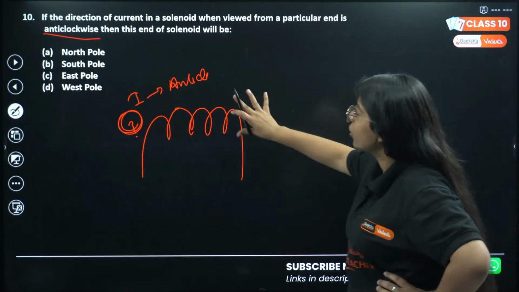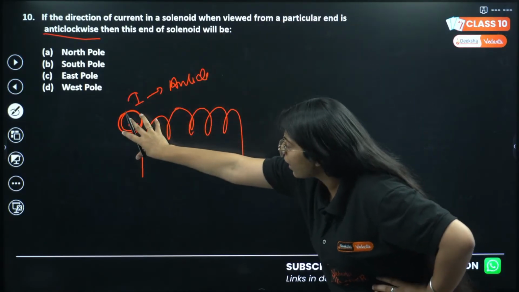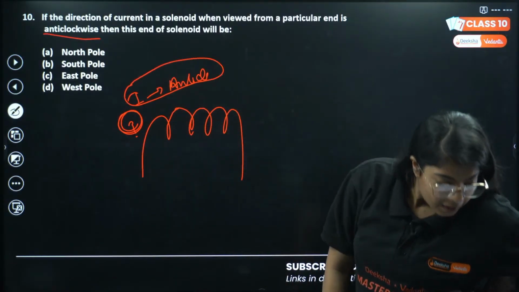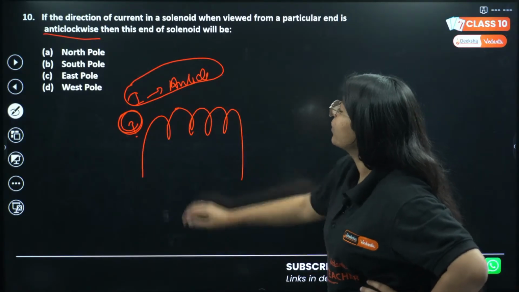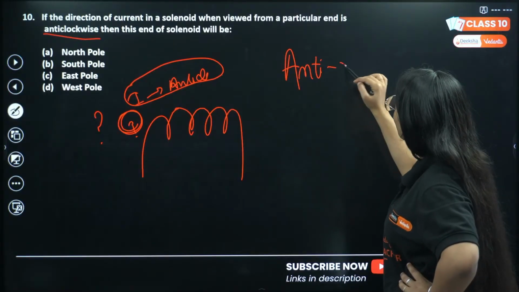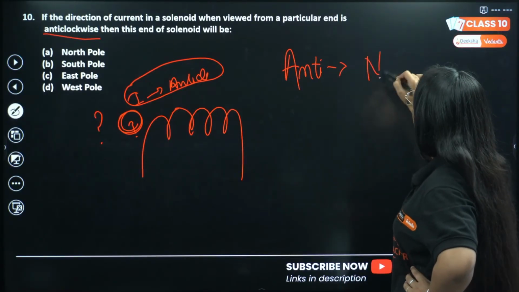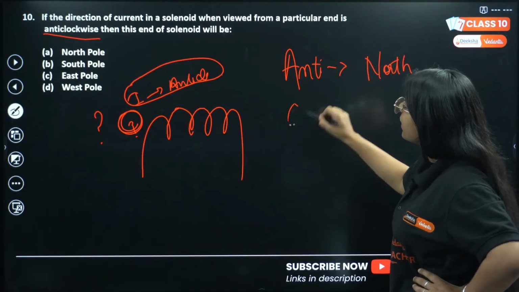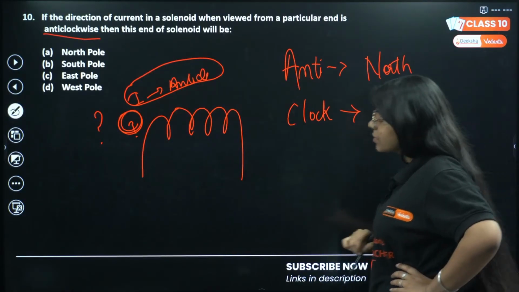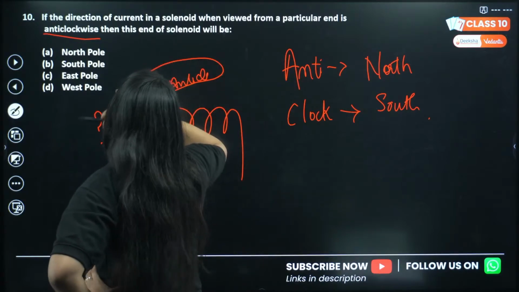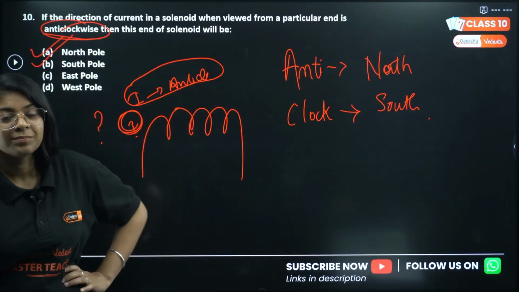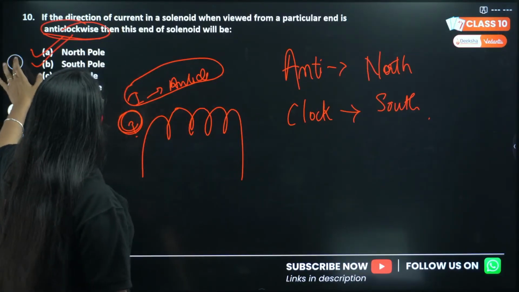If we have a solenoid and it is viewed from a particular end where the direction of current is anti-clockwise, which will be this pole? We know that if the current is anti-clockwise, that pole will always be the north pole, correct? And if the current is in the clockwise direction, that pole will always be the south pole. So the correct option here, since they have asked us anti-clockwise, is north pole, correct? Okay, moving on to the next question, the 11th.